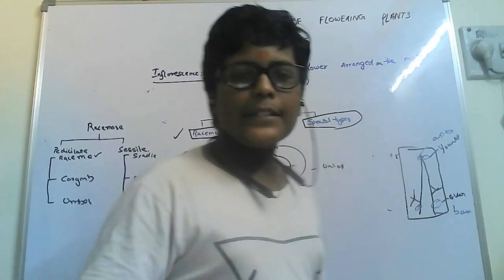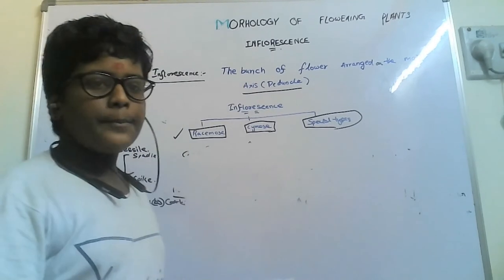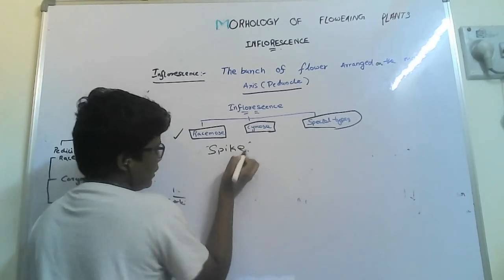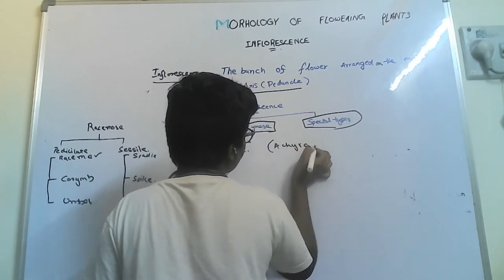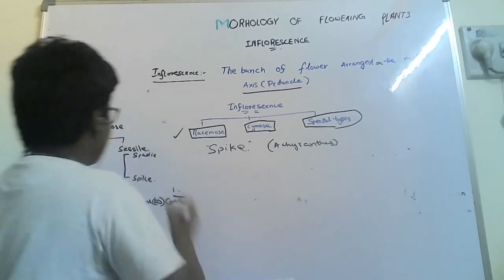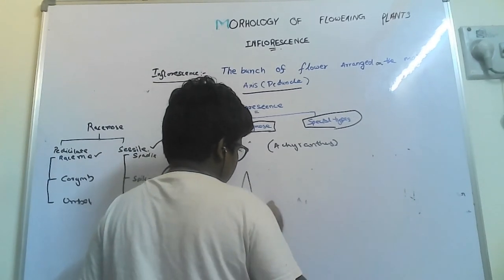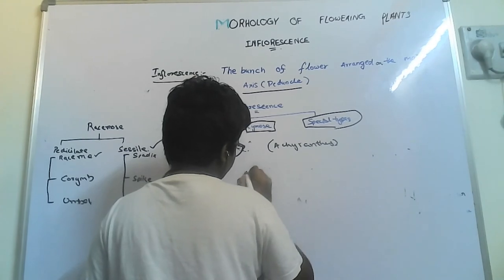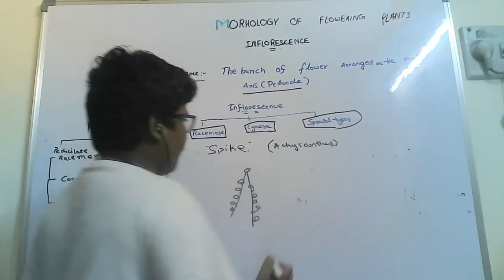Next we talk about sessile. First we talk about spike. For spike, the example is Achyranthes. Here there is no pedicel, because of that we call it sessile, without stalk. The flowers are borne directly on the axis, arranged like this. This is spike, no pedicel.